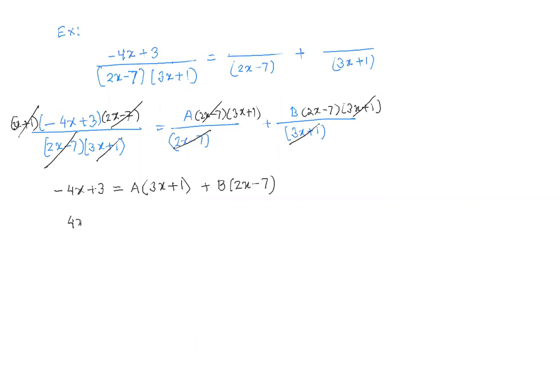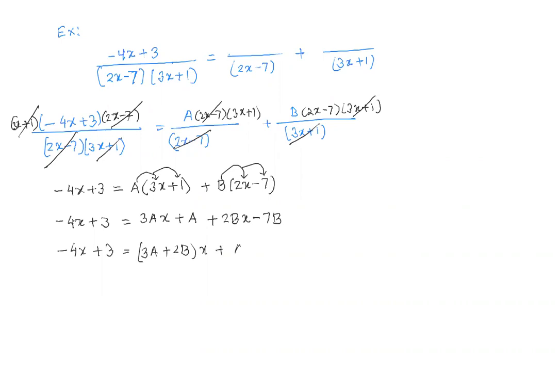Negative 4x plus 3 is equal to, using the distributive property, 3a times x plus 1 times a is a, plus b times 2x is 2bx, and b times negative 7 is negative 7b. Negative 4x plus 3 is equal to (3a plus 2b) times x plus a minus 7b.